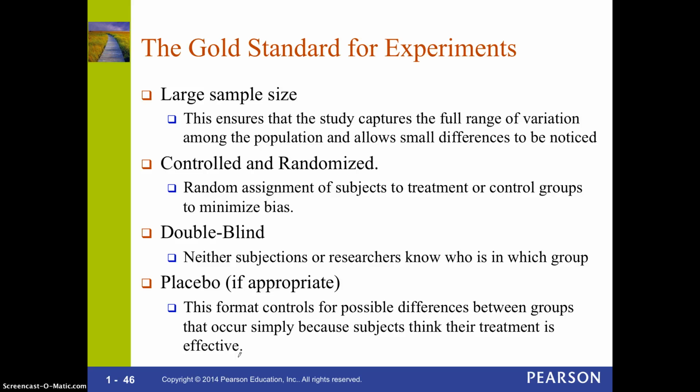So there's a gold standard for experiments. First, you should have a large sample size. This assures you that you're getting lots of variation among both groups, the control group and the treatment group. It should be controlled and randomized. Again, randomization is so that you can minimize your bias. If possible, you should make your experiment double-blind, so nobody knows who's in which group, except there's some record somewhere. And the last thing is a placebo, which goes along with the control group. That way you can control for possible differences due to the placebo effect.